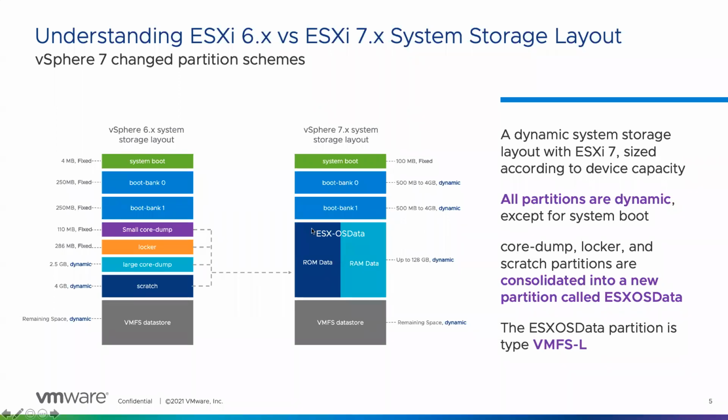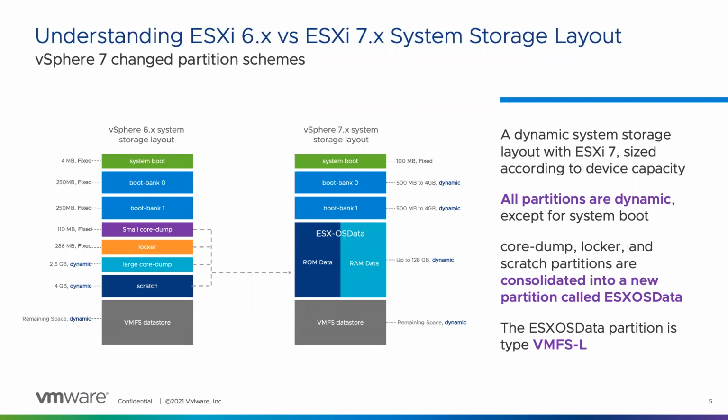Now, what we have done in this particular partition is that your core dump, your scratch partition, and your locker partition, all of these have been consolidated into a single partition, and that partition is the ESX OS data partition. This partition can scale up to 128 GB, and it has been further categorized into two categories. The first one is the ROM data, and the second one is the RAM data. We will discuss the ESX OS data partition and its contents in detail in the later slides.